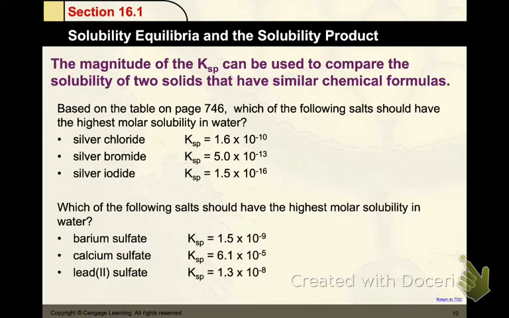Nope, I missed one. Lead(II) sulfate. Calcium sulfate is still the highest, so we'll still stick with that answer.